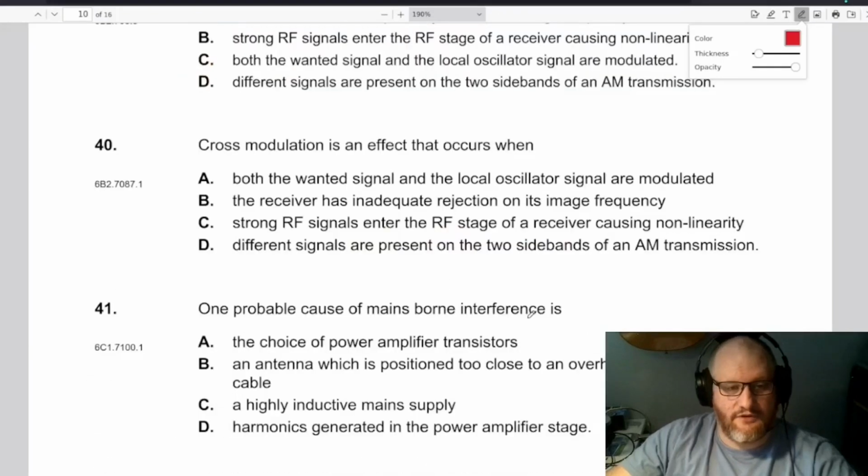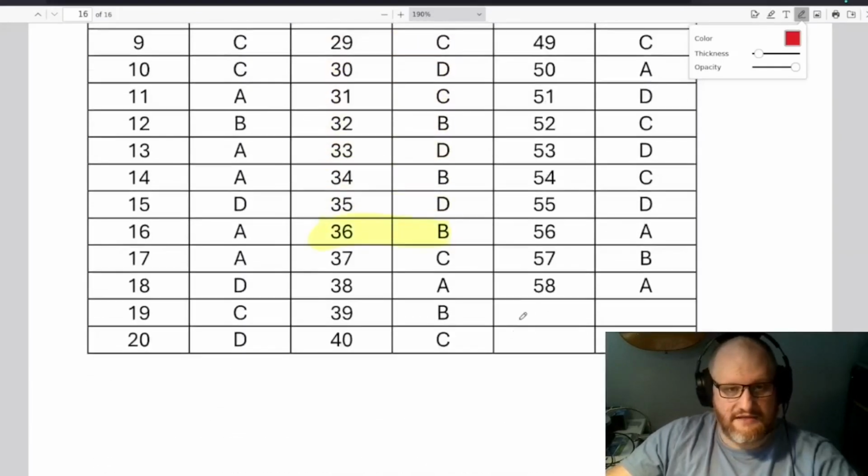Let's go and check the answer, see if we've got that right. And yes, of course, for question 36 we see the answer is B.